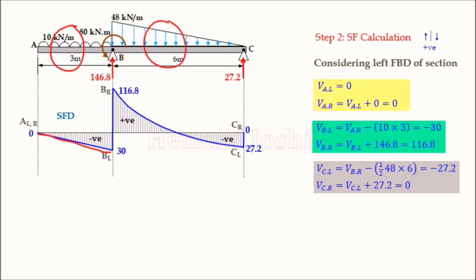Whenever UVL is acting, there is a second degree parabolic curve in SFD, and for decreasing downward UVL, the concavity is up. Next point to check: whenever a point load is acting, there is a sudden rise or fall. For upward point load, observe that there is a sudden rise. Again for upward point load, there is a sudden rise. Right? So these are the points we are going to consider to check our shear force diagram.